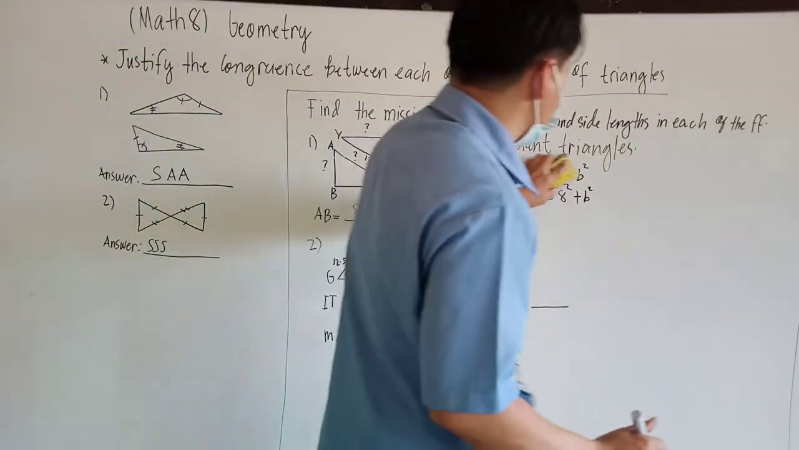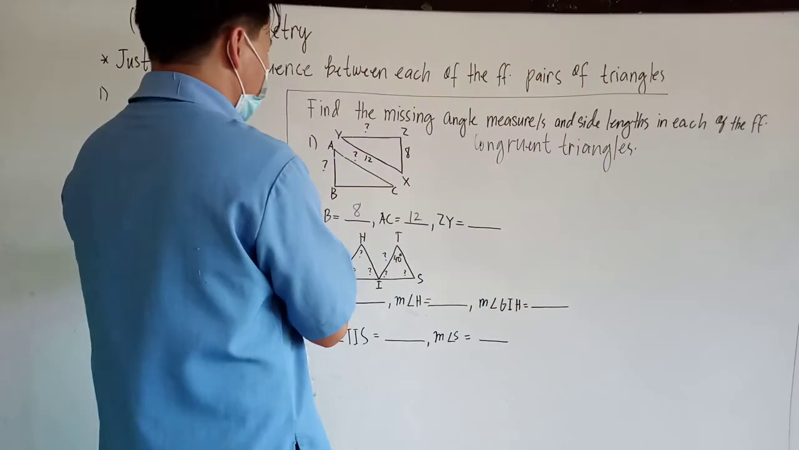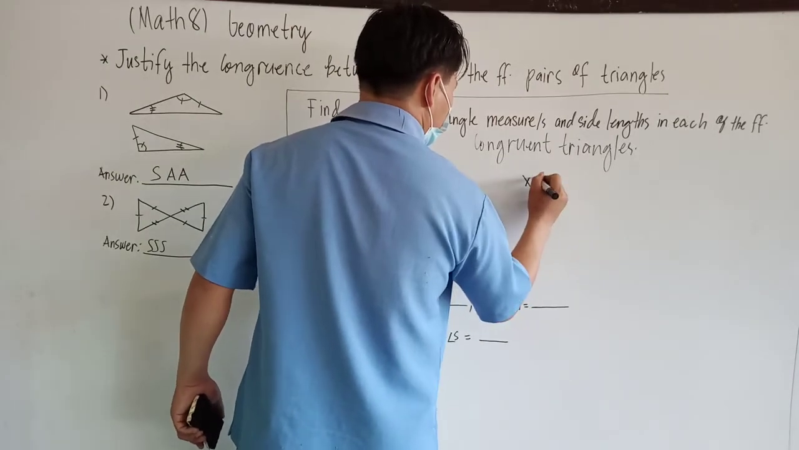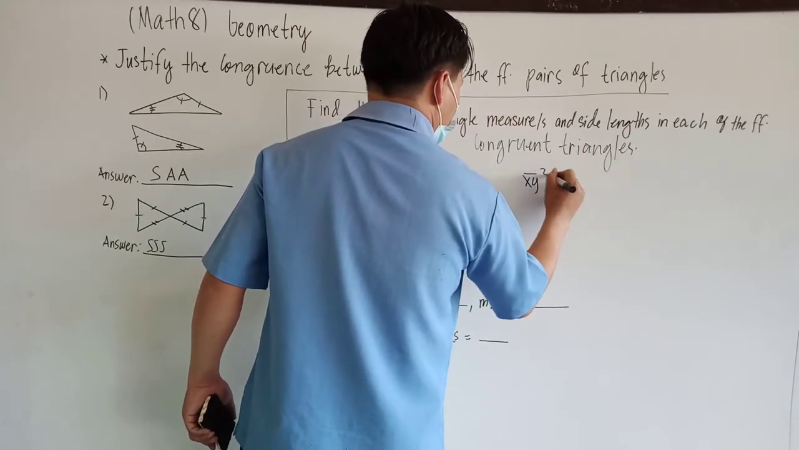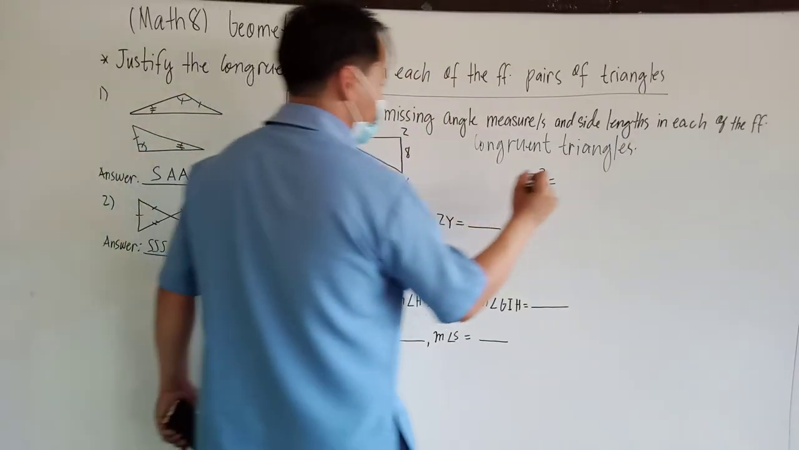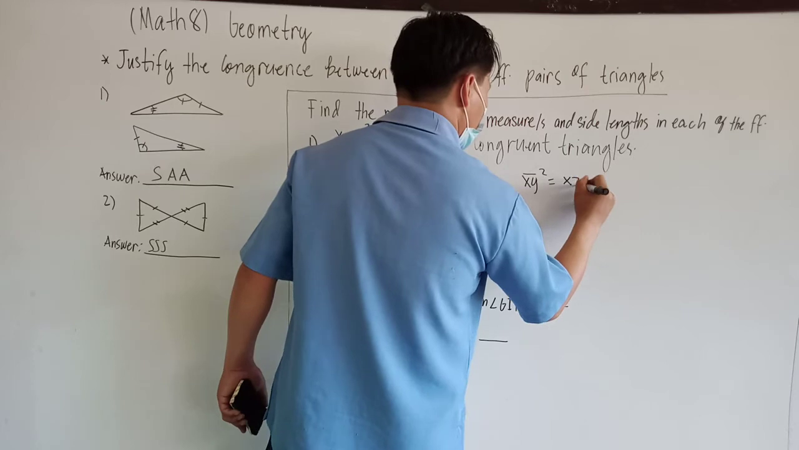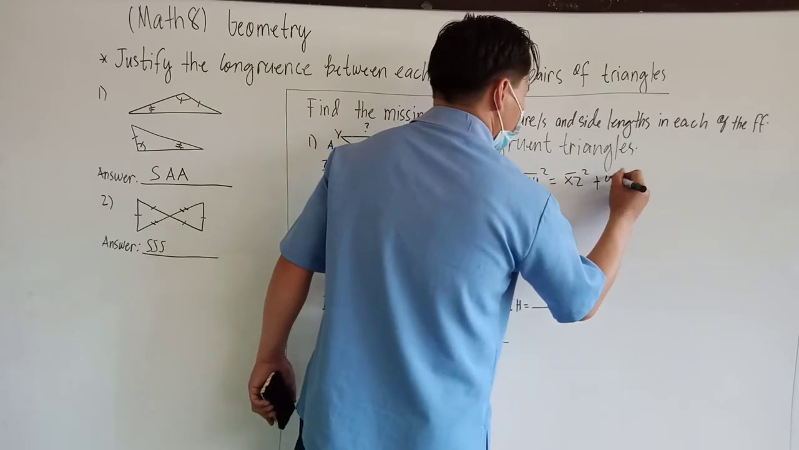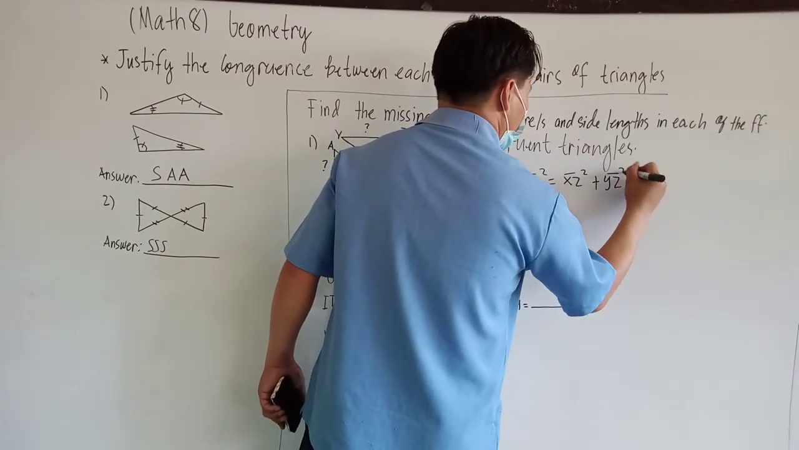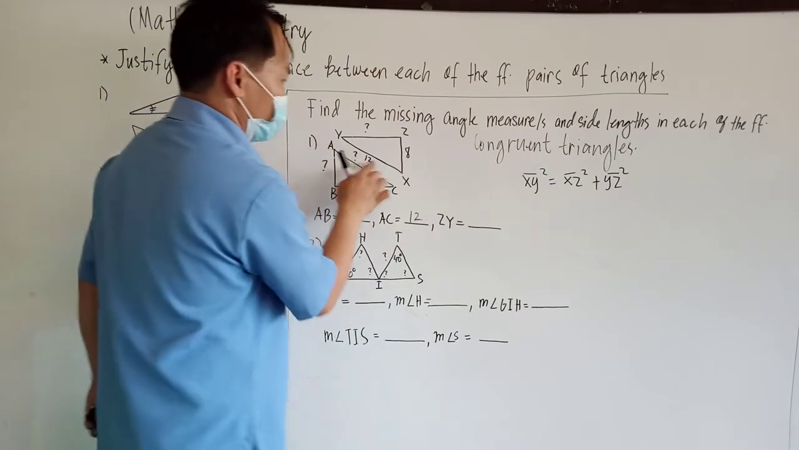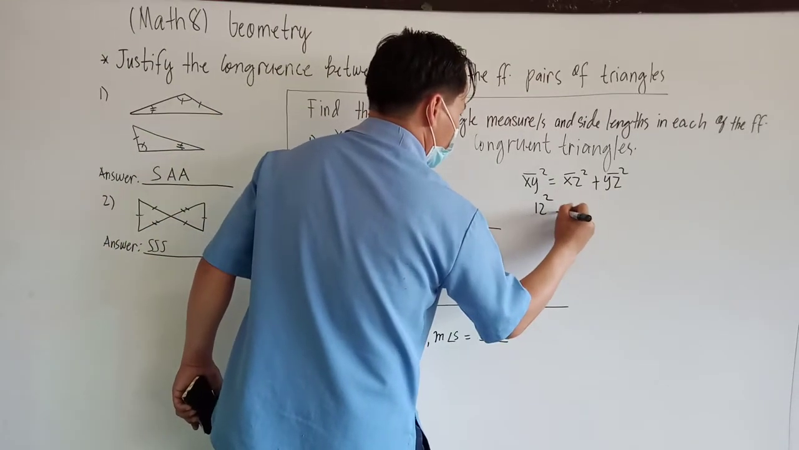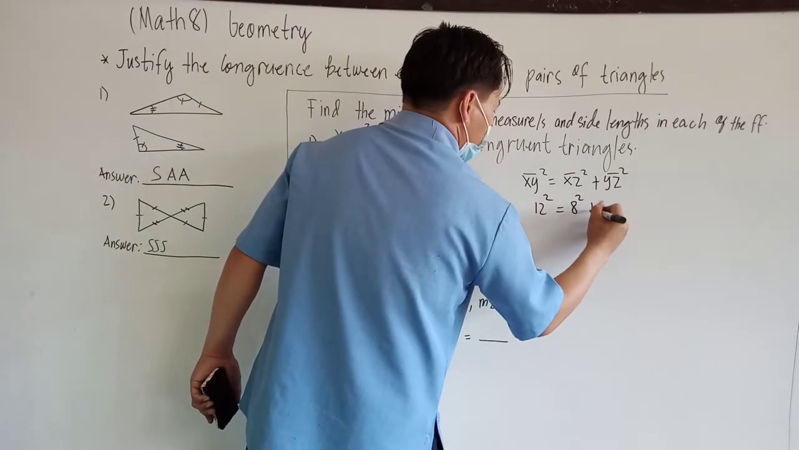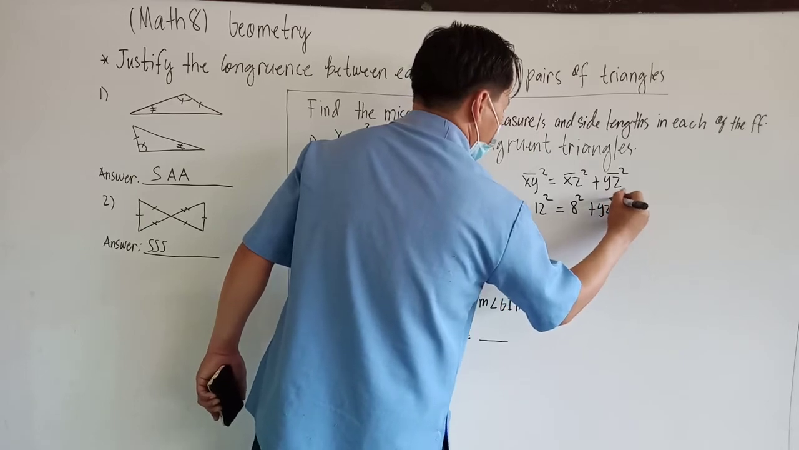Or, all we have to do is we will have to use the sides. So we have here XY, this side XY squared is equal to XZ, side XZ squared plus side YZ squared. This one, XY, is 12, so it will become 12 squared. XZ, we have here 8. So we have 8 squared plus YZ squared.